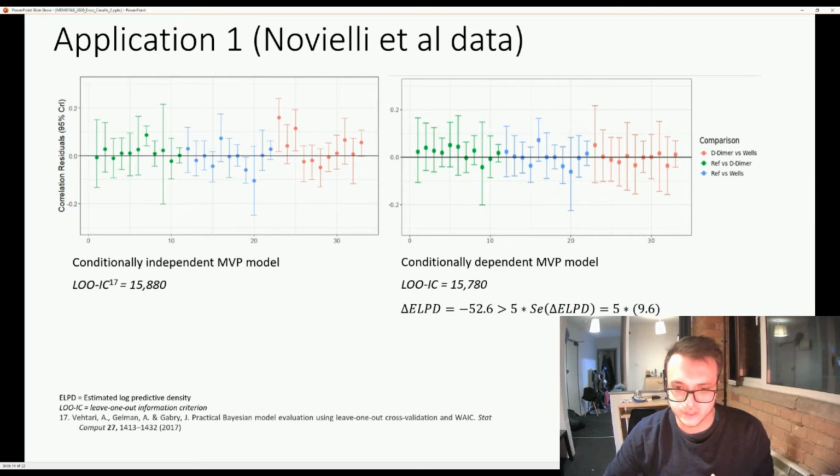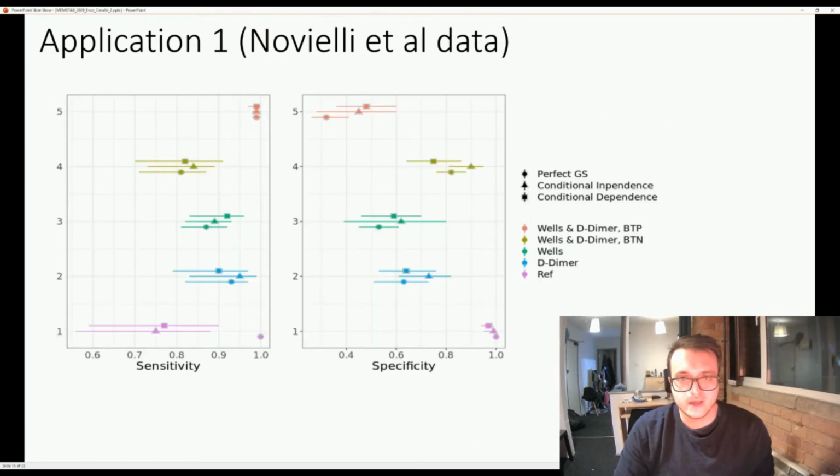We can see the change in the estimated log predicted density is significant at the 5 sigma level, so the dependence model fits better, which is often the case. And here we see the results for 5 accuracy measures, including the 2 joint test accuracy measures at the top, believe the positives and believe the negatives, for the Wells and the D-dimer, and for the other 3 tests. And we can see evidence of quite a lot of imperfect gold standard bias.